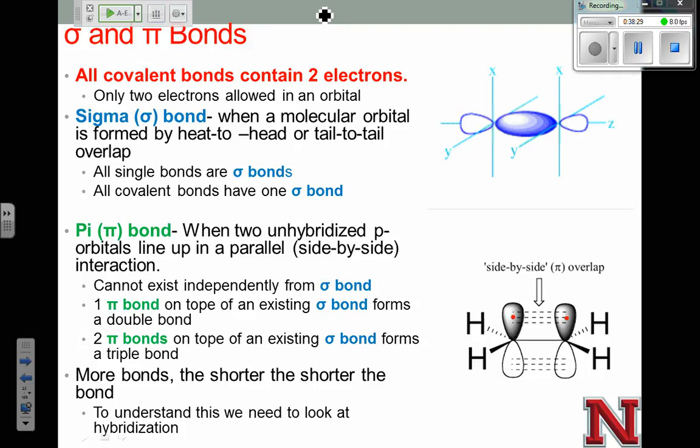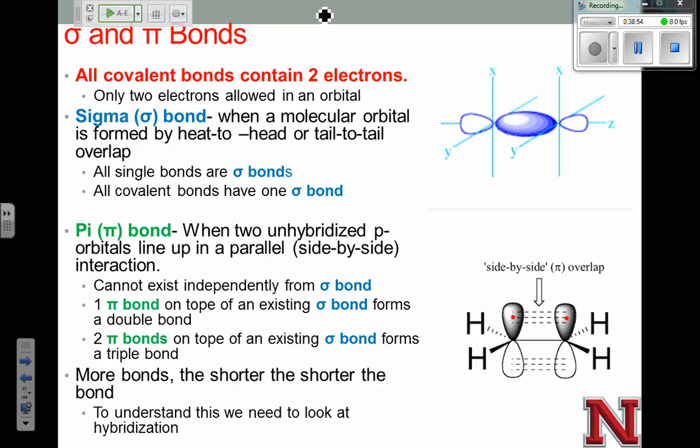So one thing is the more bonds, the shorter. The more bonds you have, the shorter your actual bond. And we'll talk about why that is, so we'll have to look at hybridization.